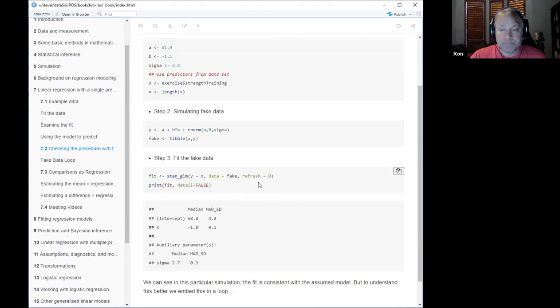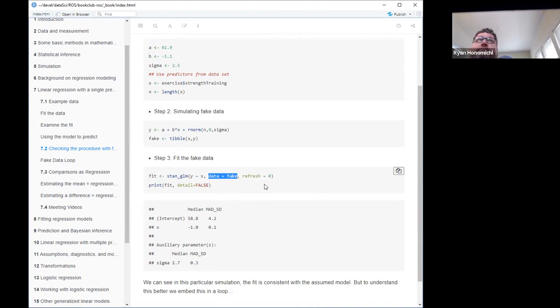Same as we did before. So now we're using data equals fake. Are you supposed to get exactly 61 for the intercept, because we started with 61.9?